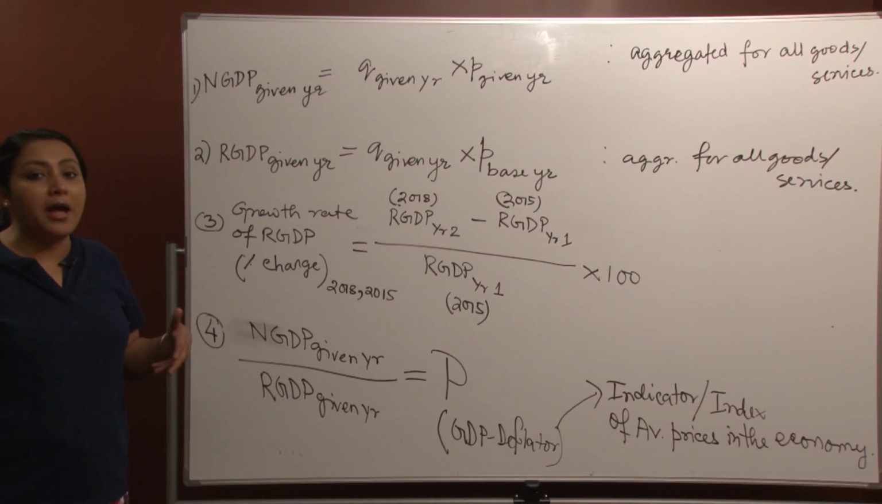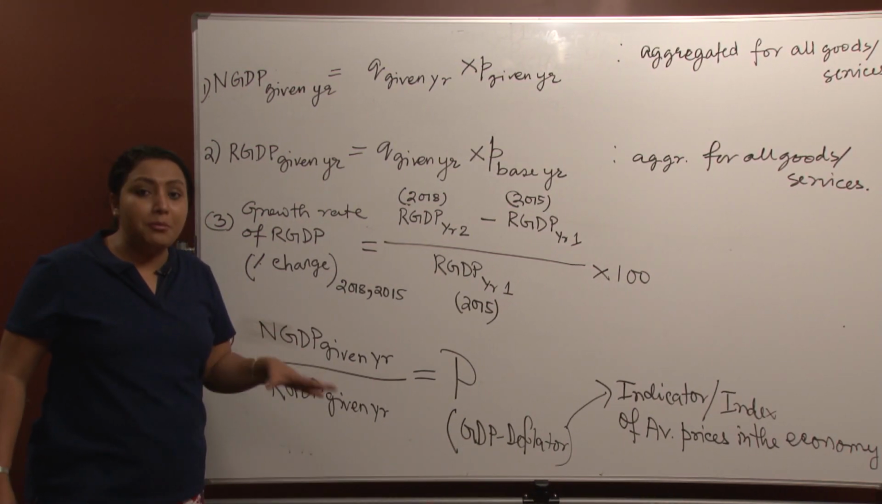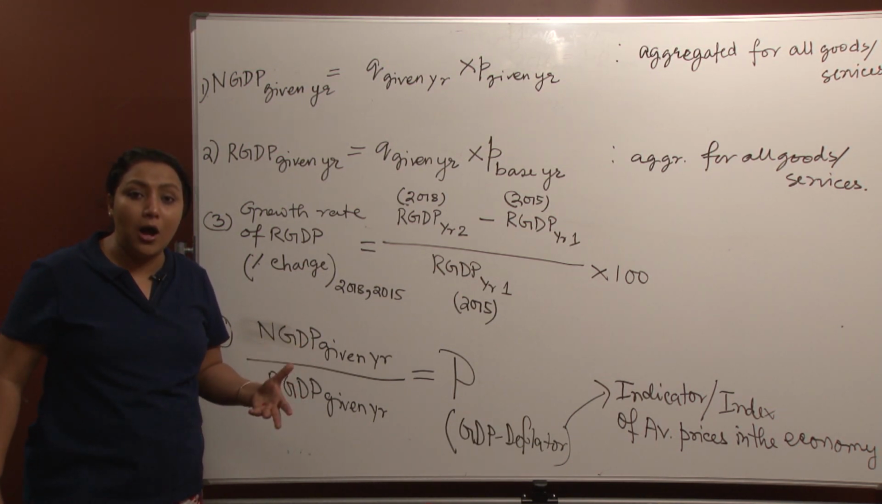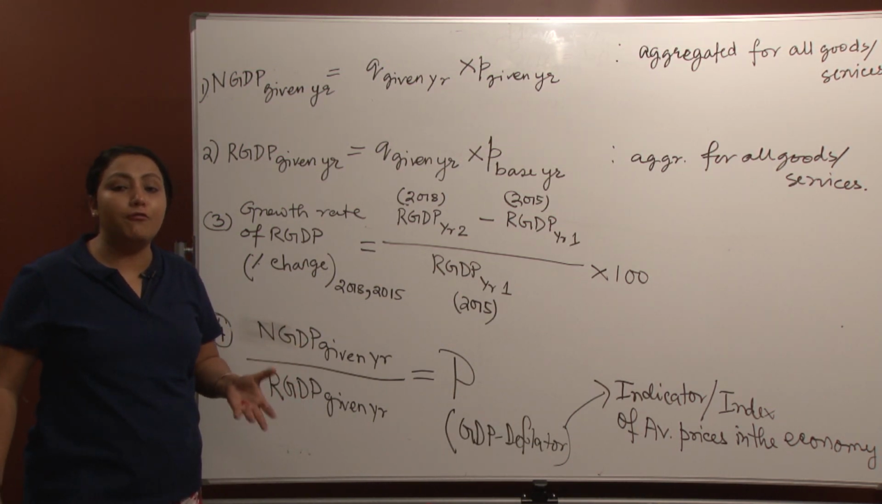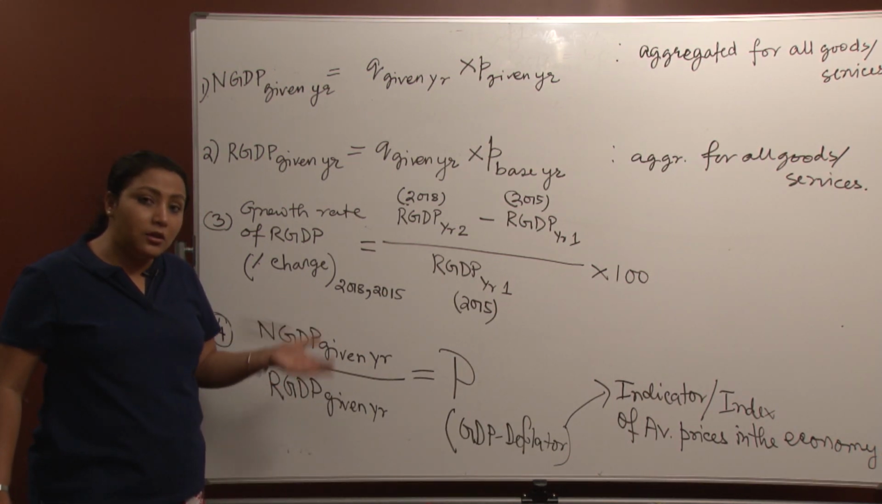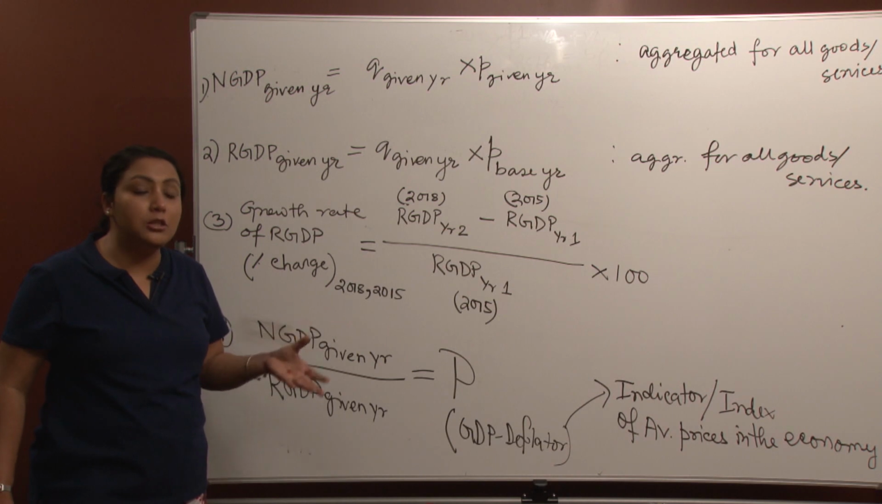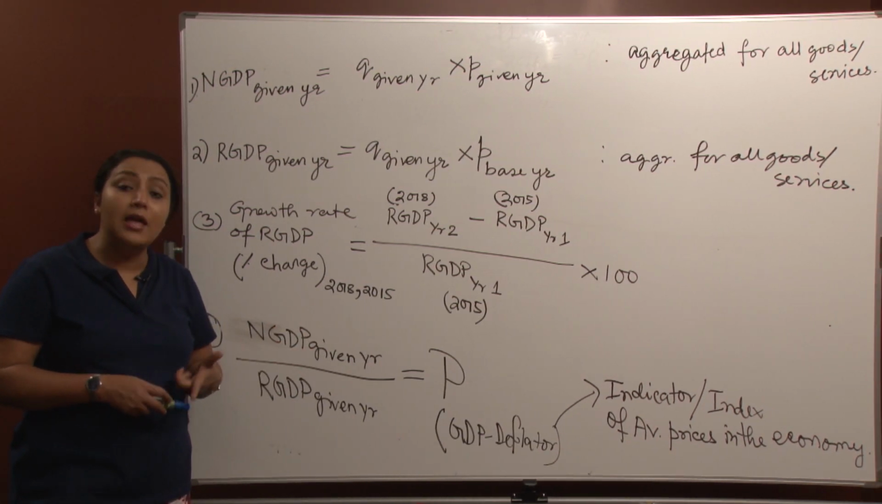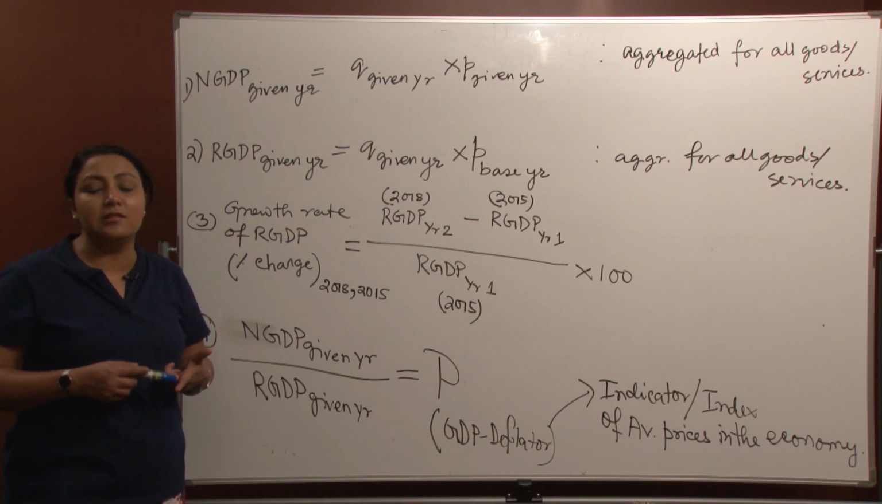Next time we will come back to this chapter when we will wrap up this chapter. Next time we are going to talk about the indicators of prices in the economy, and we will also talk about another indicator, which is the real GDP per capita. So, next time we will talk about real GDP per capita and some indices of prices in the economy.